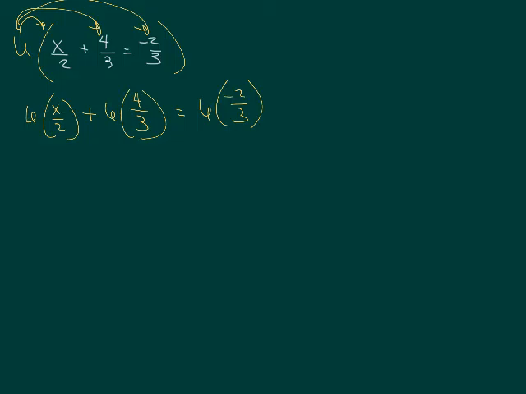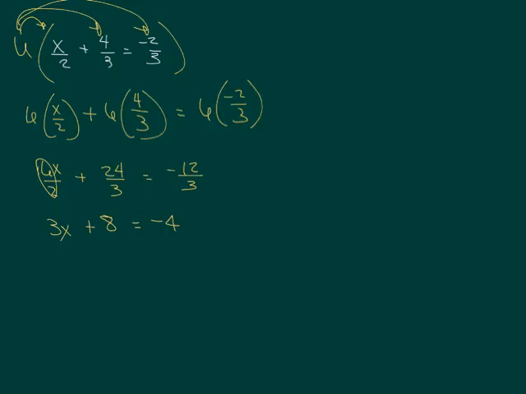Alright, so then let's go ahead and multiply these out. So we have 6x over 2 plus 24 over 3 equals -12 over 3. Well, 6 over 2 reduces to 3. 24 divided by 3 is 8. 12 divided by 3 is 4, and we'll put the minus sign.